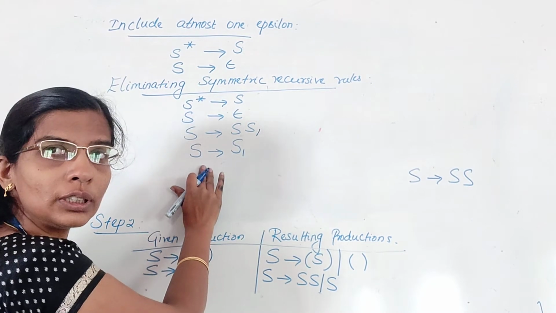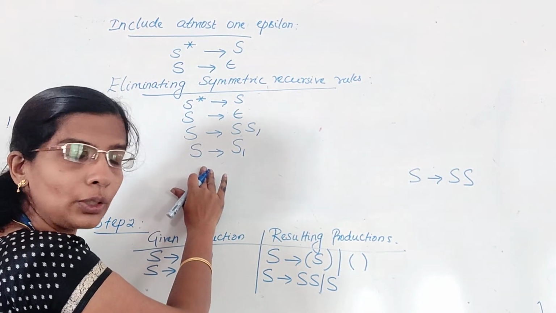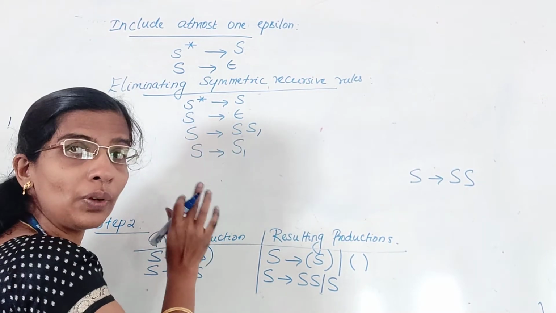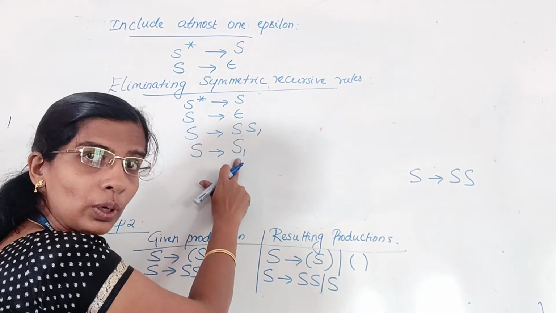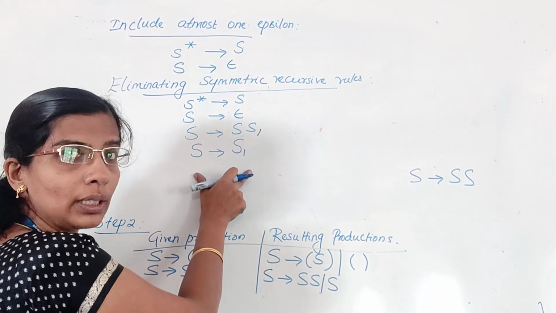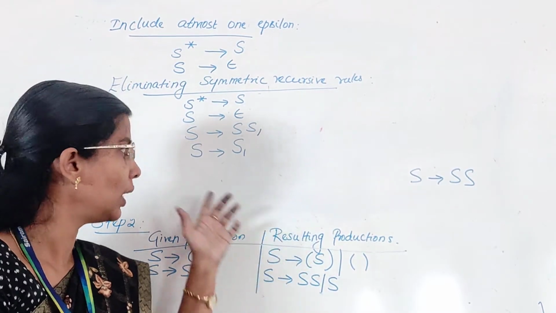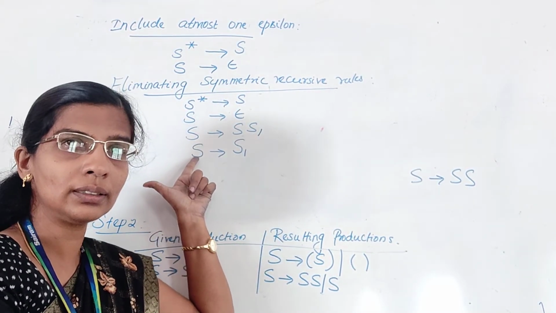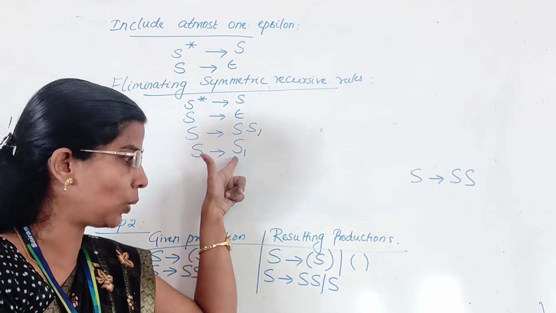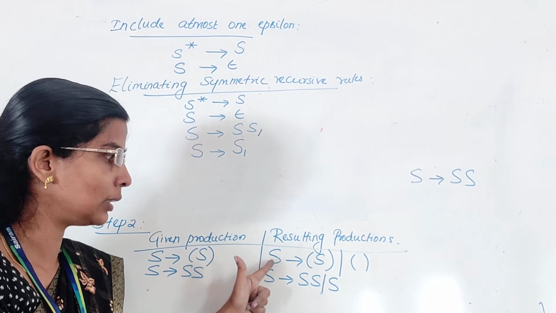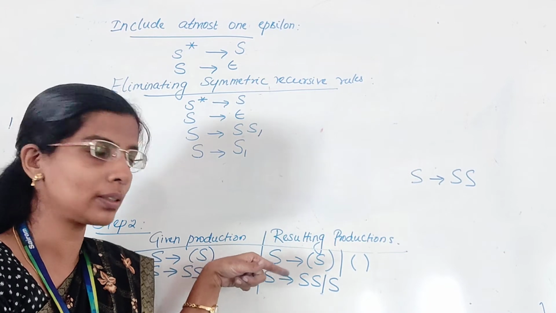You have to include this production also. Give a new name, and to which variable you have given? To S, I have given a new name S1. Include that rule also here. Then what you have to do in the remaining production, wherever you see this S in LHS, you have to use this new name S1. So this is my first rule. With this resulting production only, we'll do the remaining step.